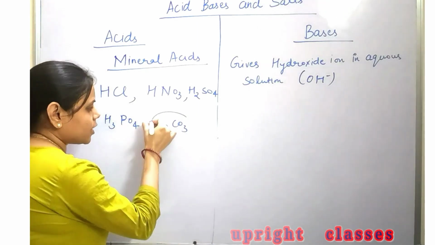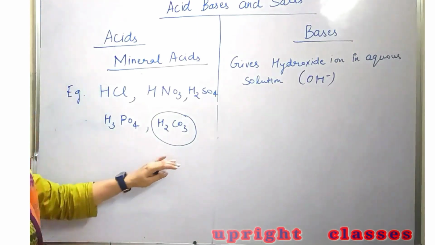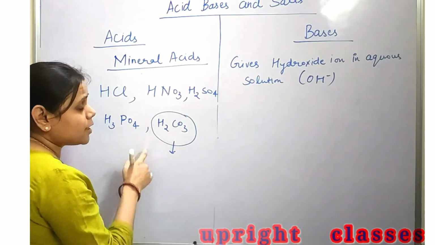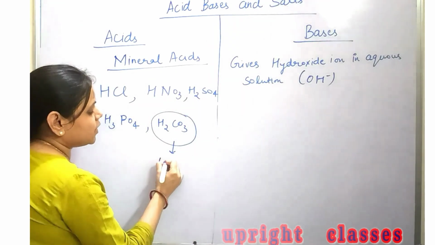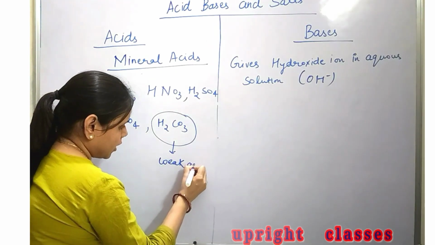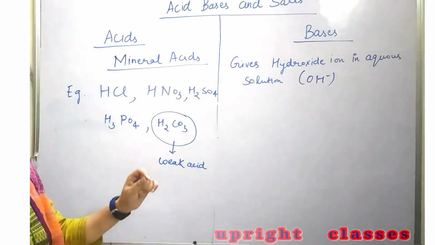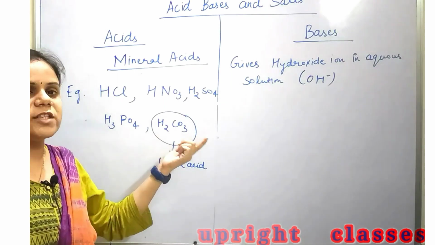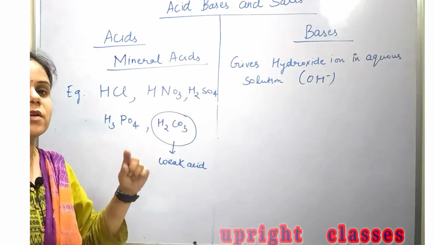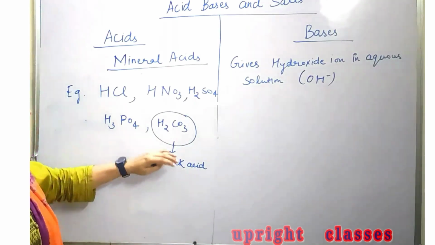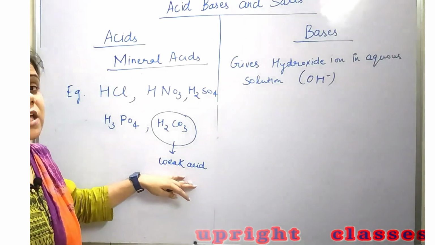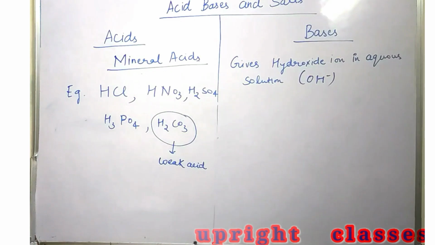One thing is very specific for carbonic acid: it is a mineral acid but it is a weak acid. So a question can come up: which acid is a mineral acid as well as a weak acid? Here is the answer: carbonic acid is a mineral acid but it is a weak acid.